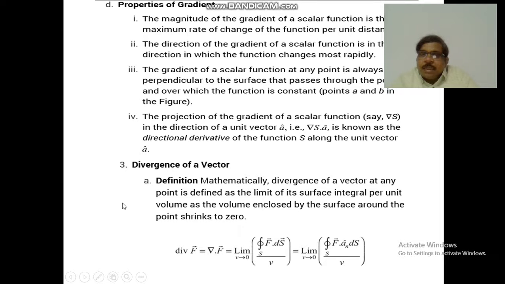Divergence is nothing but diversification. The divergence of a vector at any point is defined as the limit of its surface integral per unit volume. Divergence of f is equal to del dot f, equal to the limit as v tends to 0 of the closed surface integral of f dot a_n ds divided by v. This is nothing but the divergence of a vector.